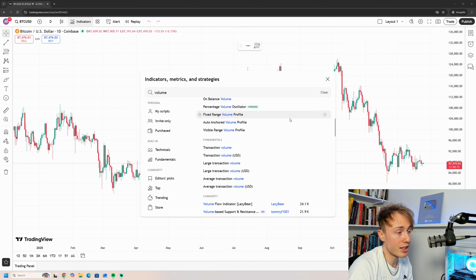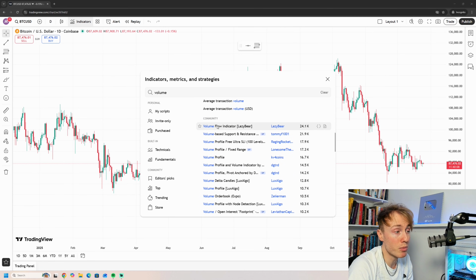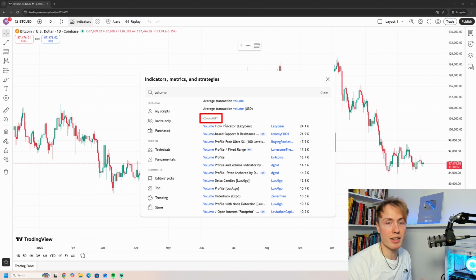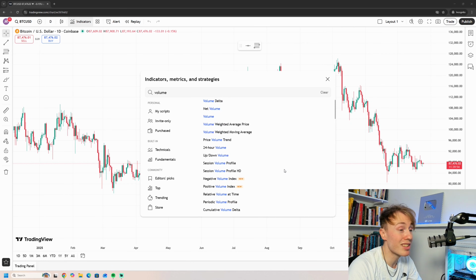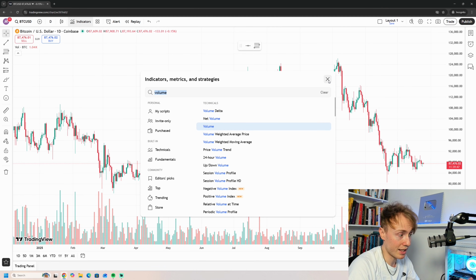But if you scroll down a bit here, you can also see that we have some fundamental indicators. And if you scroll down even more, you can see that it says community. So below community are all the indicators that are created by other traders. Super nice. But for now, I want to keep this simple, and many times simple is actually the way to go. So I want to open up the normal volume indicator.